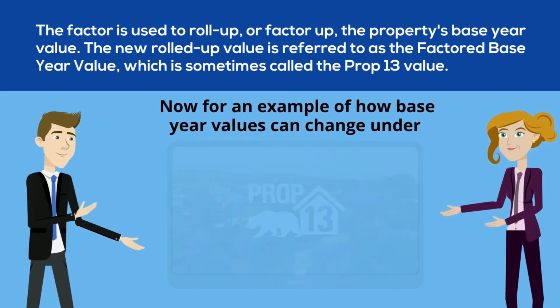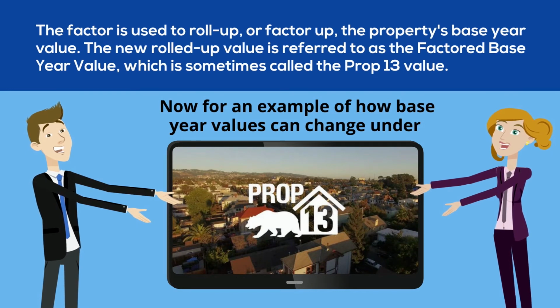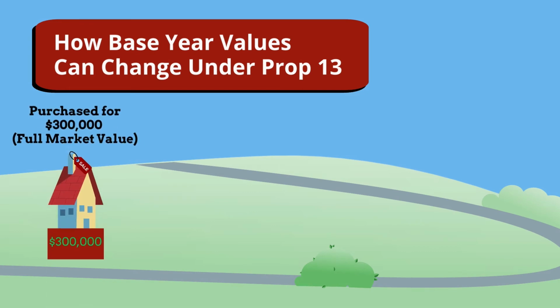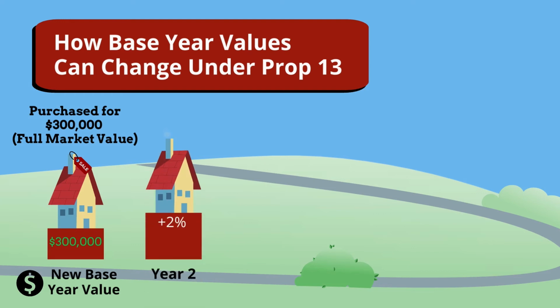We'll walk through an example of how base year values can change under Prop 13. You bought your home for $300,000, which is the full market value of the property. This value would be enrolled as the property's new base year value. Let's say over the next tax year, the state experienced a 3% inflation rate. In this scenario, the $300,000 base year value will be increased by 2%, the maximum Prop 13 would allow. The Prop 13 value of your property will now be $306,000. This process will continue each year until a change in ownership occurs.